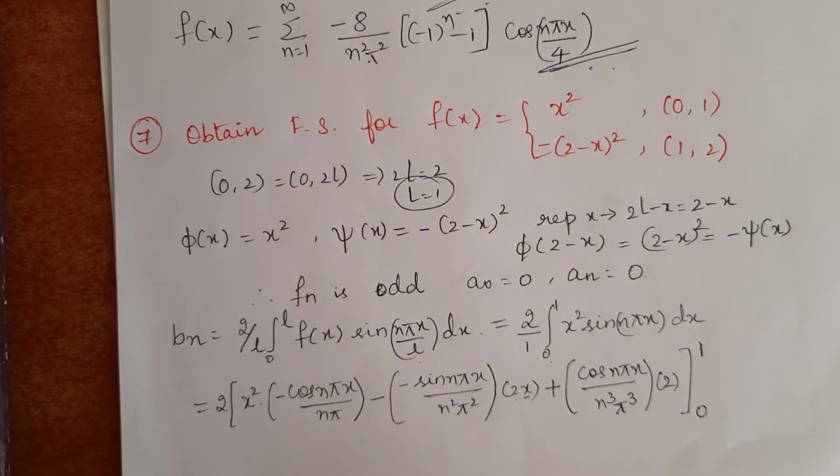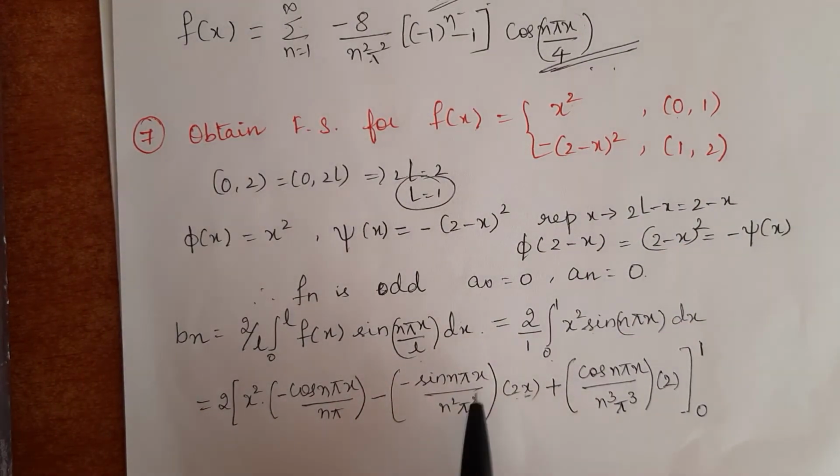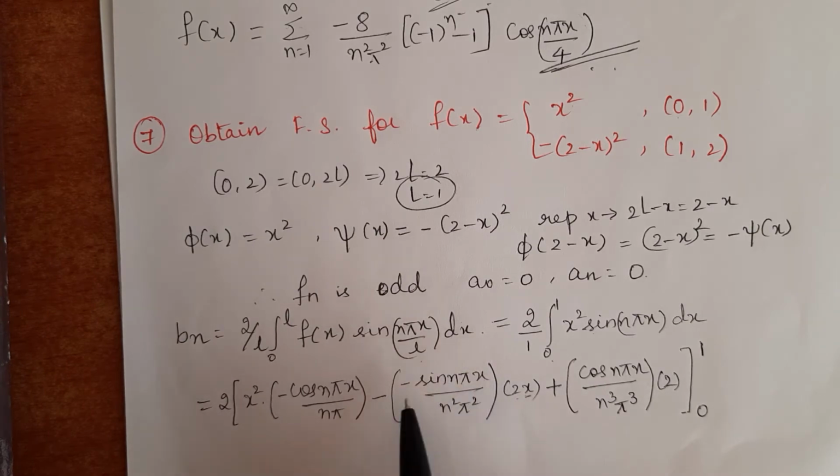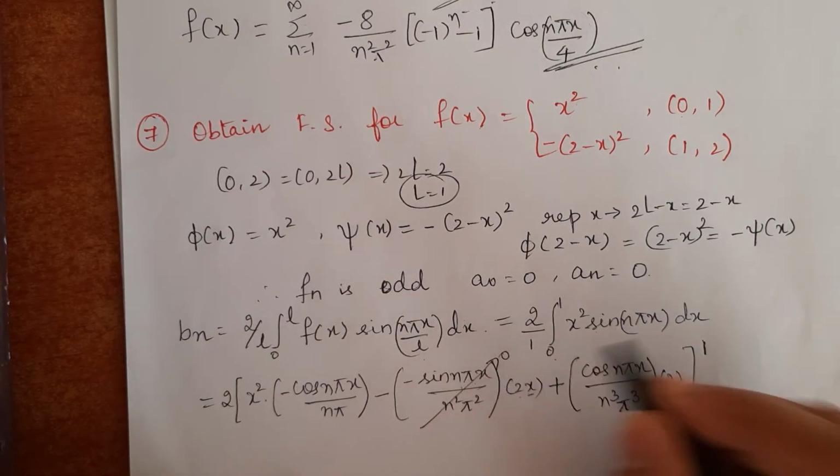Now let us substitute the limit. What happens if I substitute the limits for sine term? If I put x is equal to 1, I will get sin n pi value is 0 and lower limit sin 0 is 0. Now let me substitute the limits for cos term.